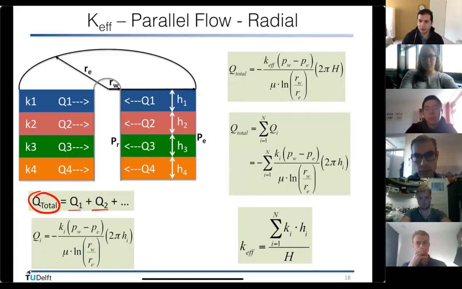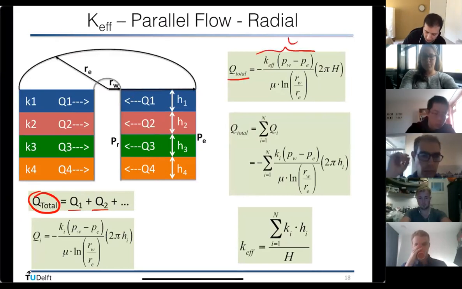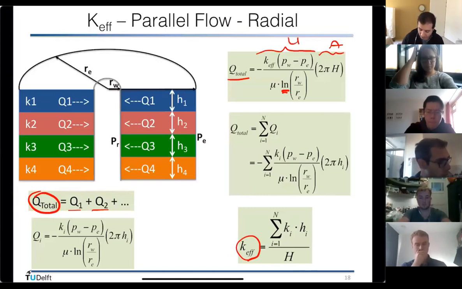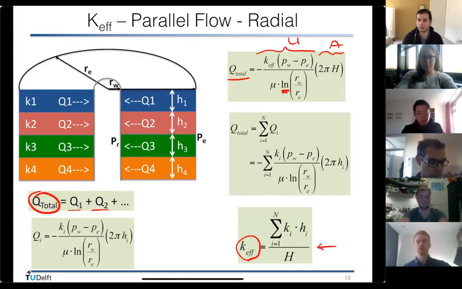all these layered flow rates will be summed together to give you the total flow rate. The only difference between the parallel Cartesian flow and radial flow here is that the formula for flow rate, which is velocity times cross-section area, should be appropriately written. Cross-section area in radial coordinate is 2 pi h. This is the cross-section area, 2 pi h. And the velocity is logarithmically proportional to the coordinates. That's all. And you do exactly the same procedure to find the effective permeability. And surprise, surprise, for radial flow, the effective permeability for a layered system aligned with the flow rate would be exactly the same as Cartesian flow.